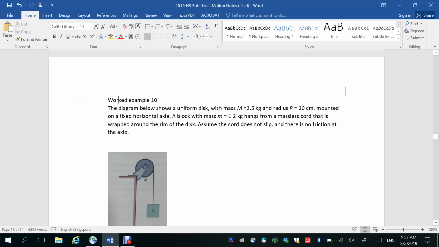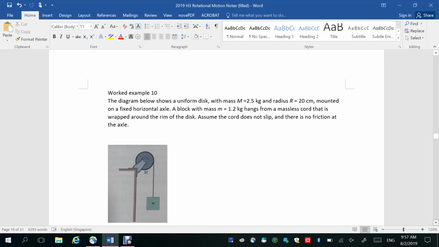With that, we already looked at worked example 10. In example 10, you are given a diagram shown below. This one has a uniform disc, like our pulley, just that the mass now is not negligible. The mass is 2.5 kg. The radius of the disc is 20 cm, mounted on a horizontal axis. A block with mass m, small m, 1.2 kg, hangs from a massless cord that is wrapped around the ring of the disc. Assume the cord does not slip. There is no friction at the axle.